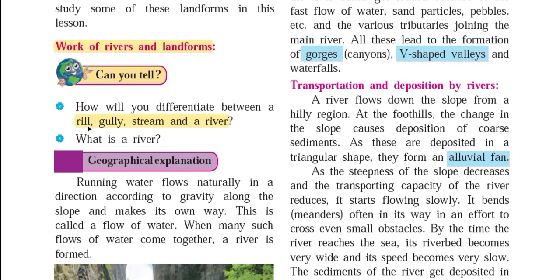A rill is a narrow channel or groove formed by flowing water through the removal of the soil layer. When rills broaden and deepen, they are known as gullies. When the water from different gullies comes together, it is known as a stream. And when different streams come together, they form a river. Remember the difference between all these. Rills and gullies are very small water channels. A stream is somewhat smaller than a river, and when different streams come together, they form a river.